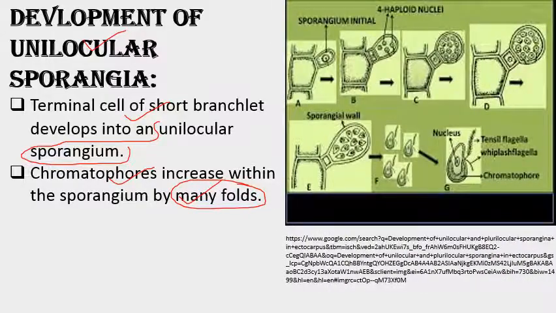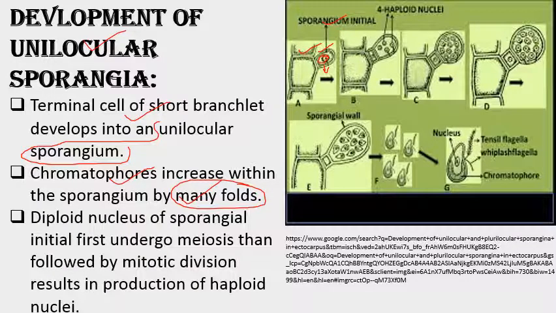So this is the picture which shows various developmental stages of this unilocular sporangia. So this is the terminal cell of the Ectocarpus branchlet, and this behaves as the sporangial initial. इसके अंदर जो chromatophores हैं उसका number increase हो जाता है. Initially this one is diploid, जो ये nucleus है इस cell के अंदर, this is diploid, और इसके अंदर जो chromatophores हैं उसका number बहुत ज़्यादा increase हो जाता है.